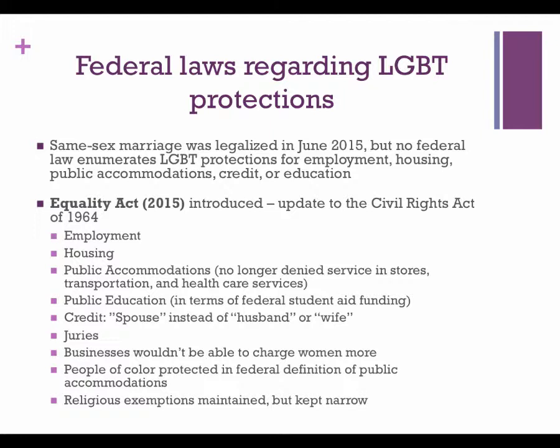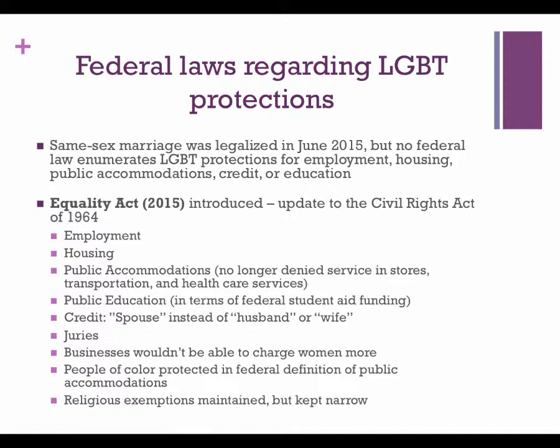So let's say you're a gay person and you're trying to rent a house or rent an apartment, whatever. Currently, someone could deny that to you. So this would change that. In terms of public accommodations, LGBT people could no longer be denied service in stores, banks, transportation, healthcare services, etc. Public education. So LGBT people would be explicitly protected from discrimination when it comes to federal student financial aid programs.